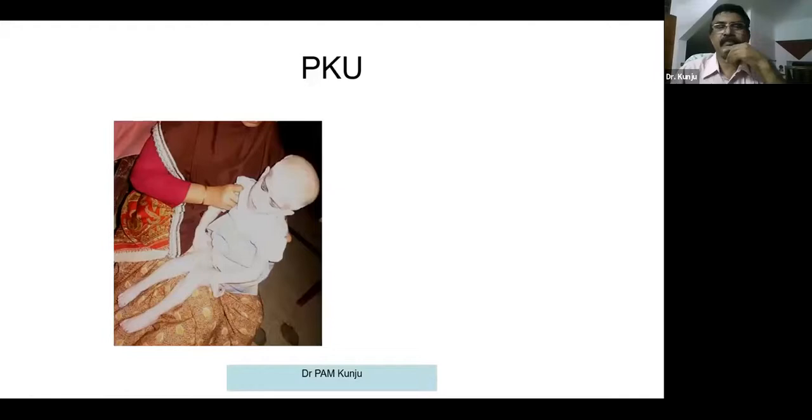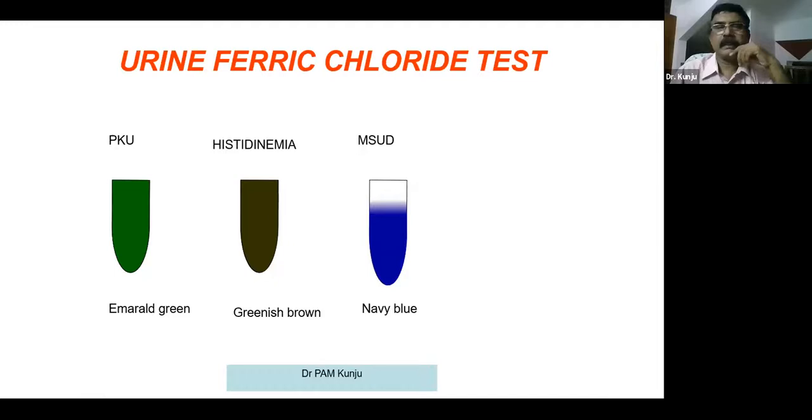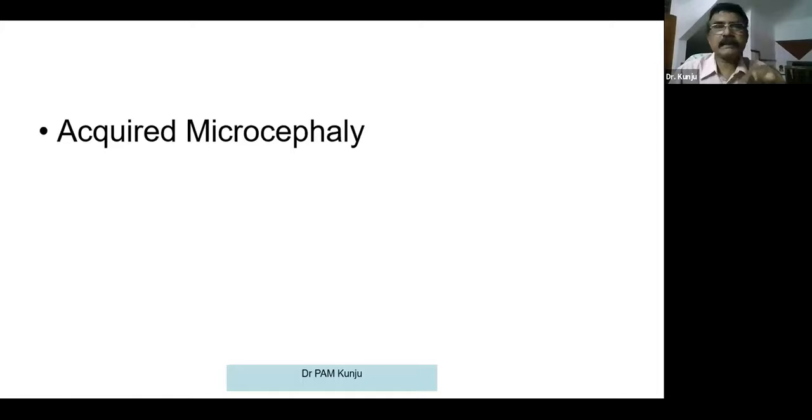I told you, this was a case of phenylketonuria with severe microcephaly, mental retardation, spasticity, etc. And it can be diagnosed by a urine ferric chloride test, where PKU will give an emerald green color. Histidinemia, you get a greenish color, greenish brown color, and navy blue color in MSUD. So just two or three more slides.